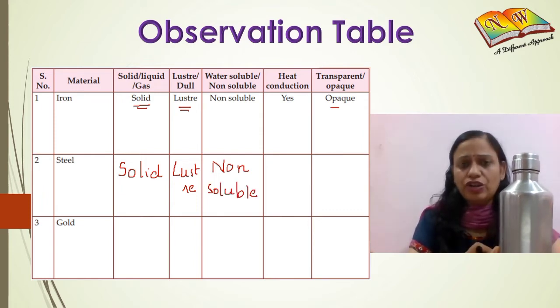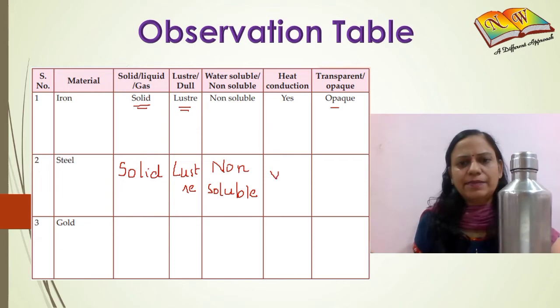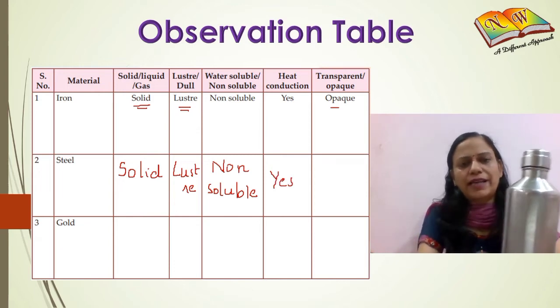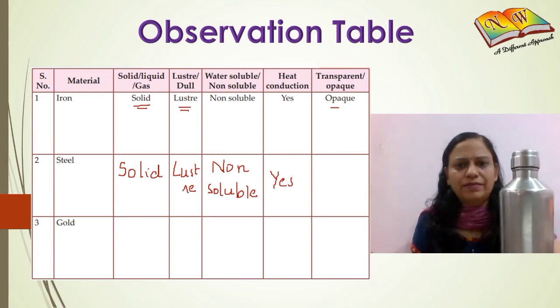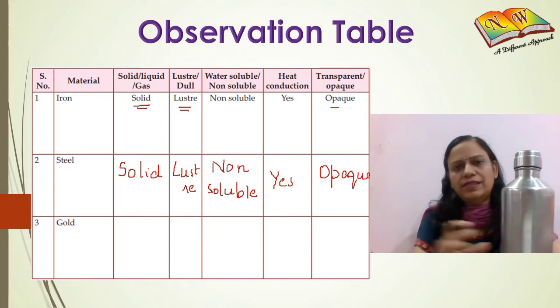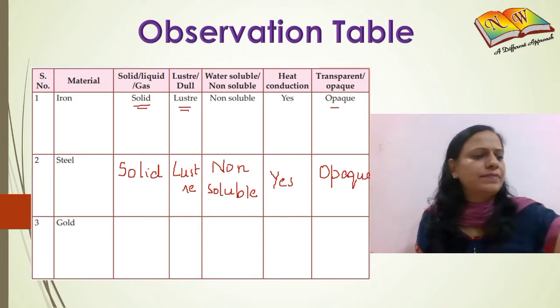Is it a good conductor of heat? Yes, it is, because if you heat this bottle from the outside, the entire bottle becomes hot. And is it transparent or opaque? It is opaque. So this is how you will be checking for the properties.